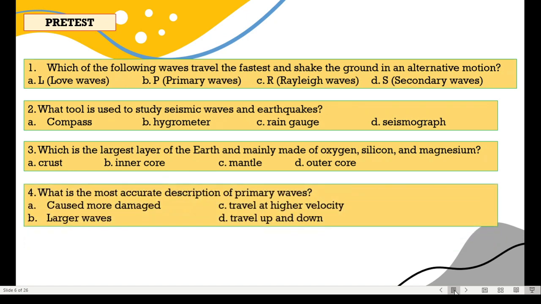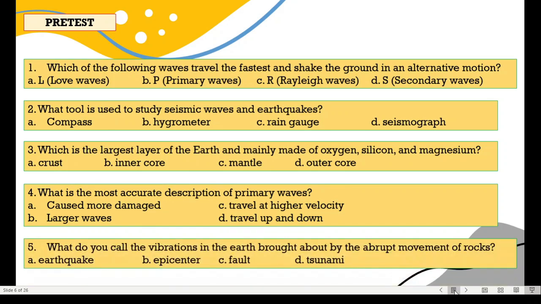4, what is the most accurate description of primary waves? A, cause more damage. B, larger waves. C, travel at higher velocity. D, travel up and down. Number 5, what do you call the vibrations in the Earth brought about by the abrupt movement of rocks? A, earthquake. B, epicenter. C, fault. D, tsunami.